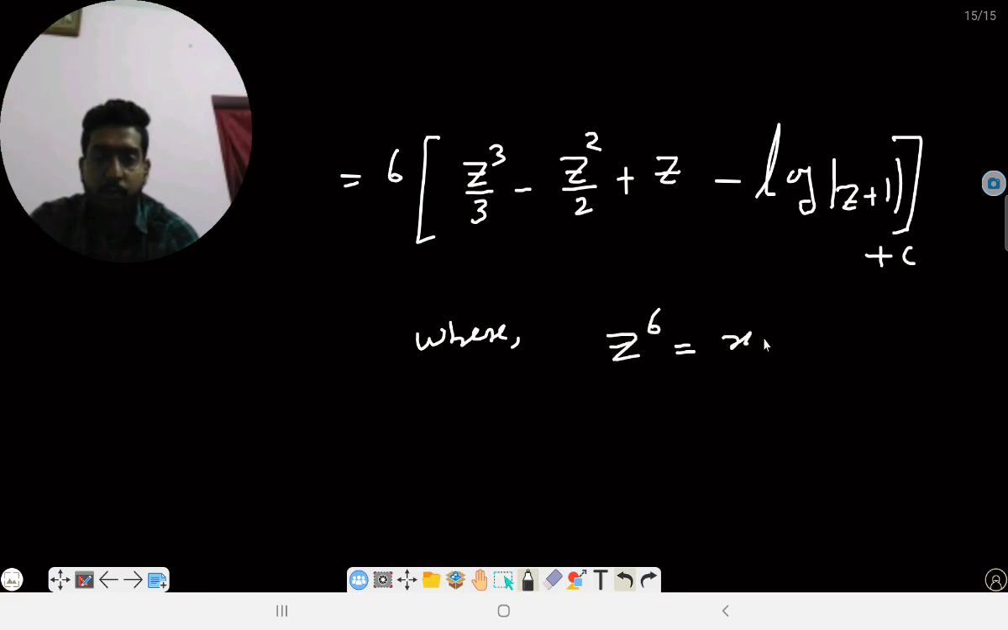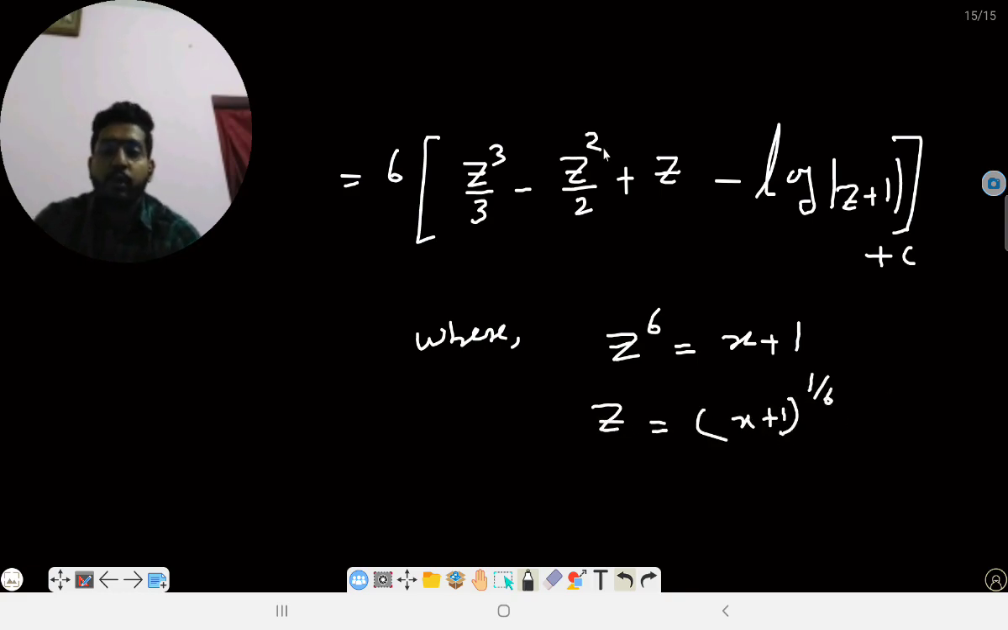equals to what? x plus 1. Okay, that means z equals x plus 1 whole to the power 1 by 6. Now you can put the value here and we'll get the result. So that will be the answer.